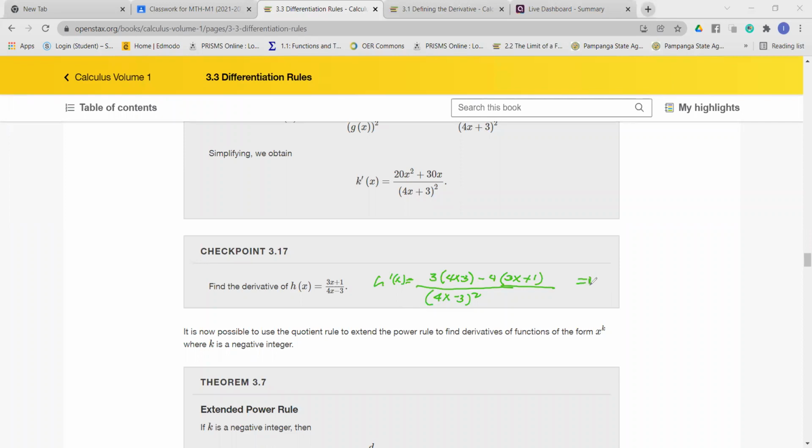What will be the answer if you simplify it? Let me check: 4x minus 3, and then 3x plus 1 times 4. It will become 12x minus 9, minus, do not forget the minus sign, 12x minus 4, all over 4x minus 3 quantity squared. If you simplify this, the 12x cancels, and what will be left is negative 13 all over 4x minus 3 squared. So this is the derivative of your h of x.